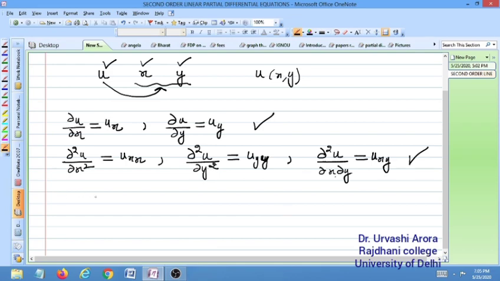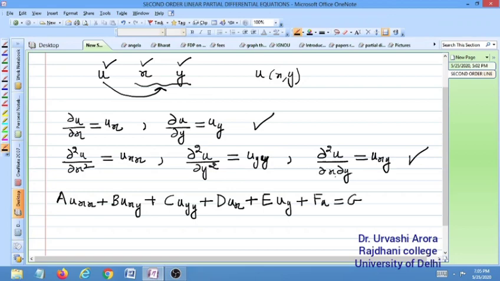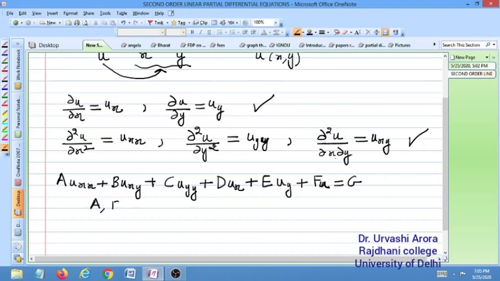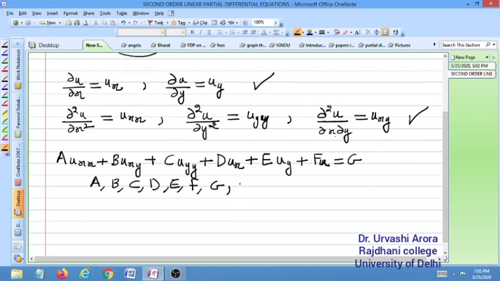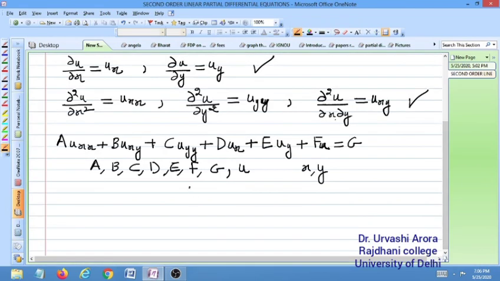And now coming to the form of the second order linear partial differential equation, it looks something like this: a uxx plus b uxy plus c uyy plus d ux plus e uy plus f u is equal to g, where these coefficients a, b, c, d, e, f, g, and of course the dependent variable u, are functions of x and y, and they are twice continuously differentiable in some fixed domain of R square.